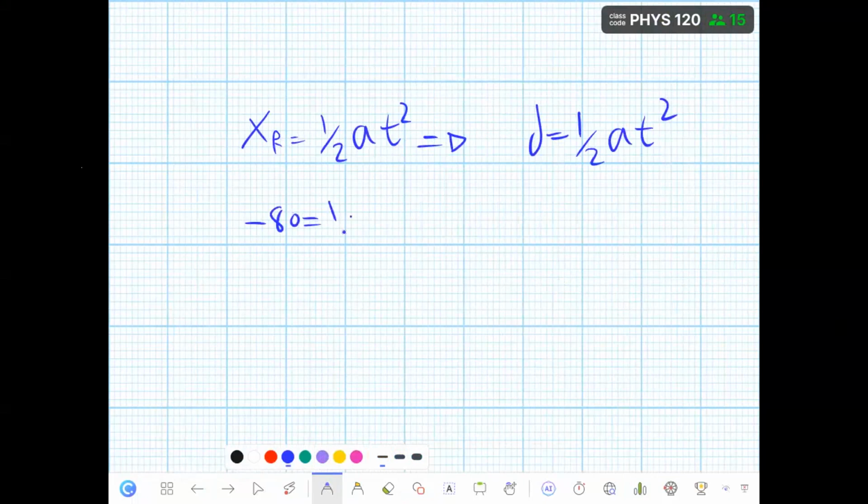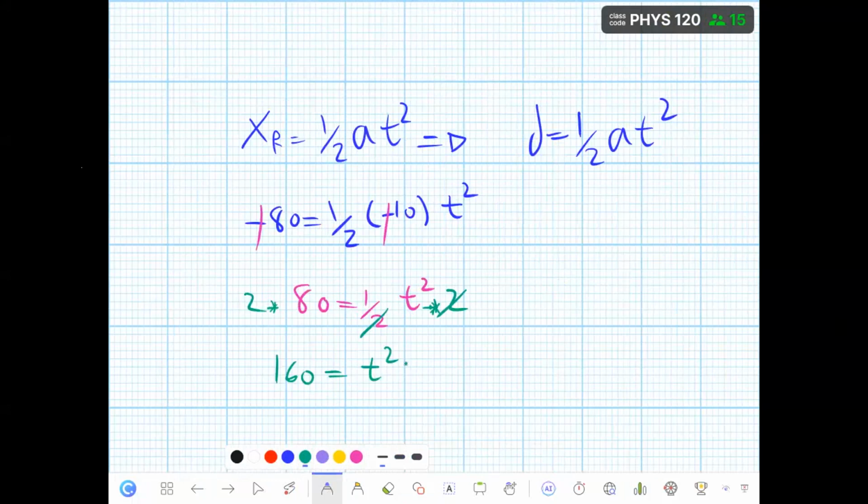Negative 80 equals 1 over 2. What is the acceleration? Negative 10 meters per second squared. Negative 10 times t squared. Good. So here, negative and negative cancel each other, yes? What we will have, we just have 80 equals 1 over 2 times 10 t squared. From here, just mathematics, okay? So what we do here, I just multiply both sides by 2, yes? Okay? So these 2 and 2 cancel each other, so we will have 160 equals t squared. Good? It's supposed to be an 8, not an 80. You cancel the negative 10. Oh, yes, yes. My bad.